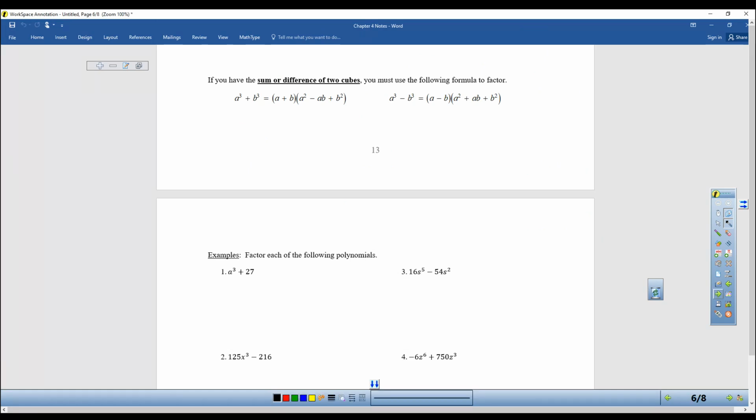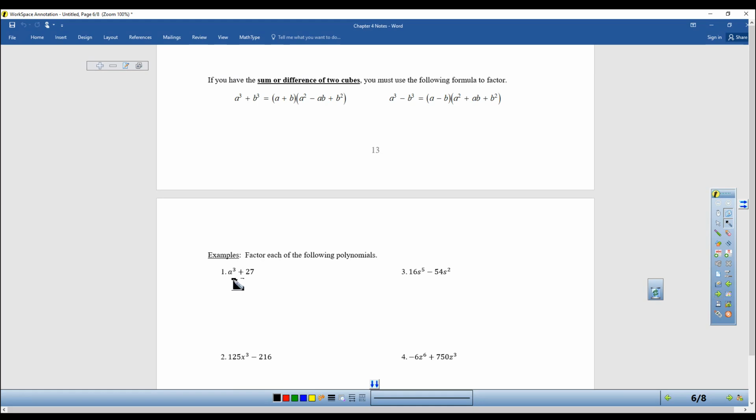All right, this is a little bit tricky. This is a formula. You are going to want to write it on your appendix somewhere to make sure that you have it for the future. Almost nobody memorizes this formula. It's how you factor the sum or difference of two cubes.